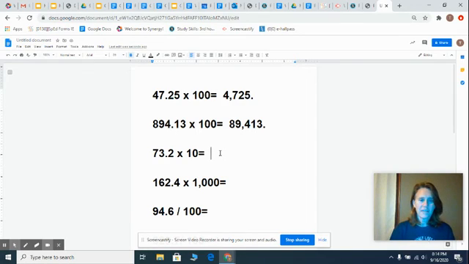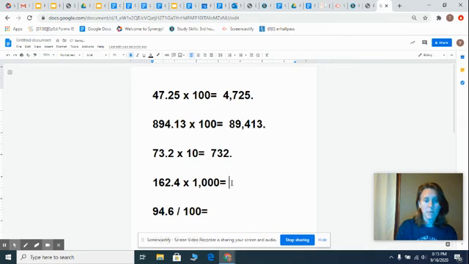Let's try another. If we have the number 73.2 times 10, 10 only has 1 zero. Thus, we're going to move our decimal place 1 place to the right. We will end up with 73 and our 2. And there's our decimal place. So we will end up with 732.